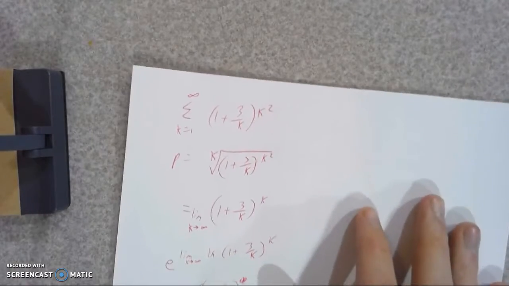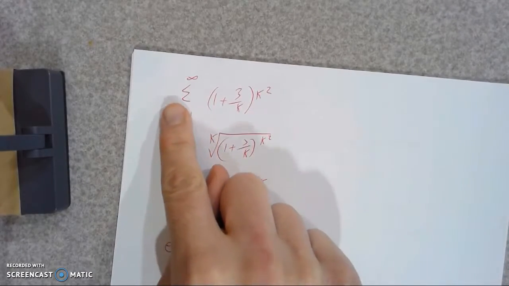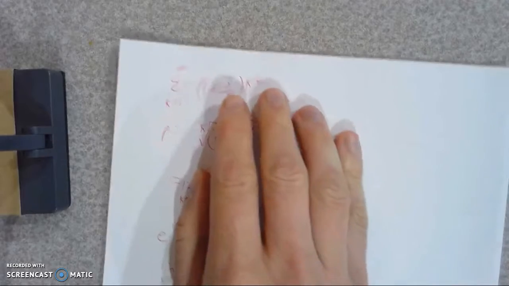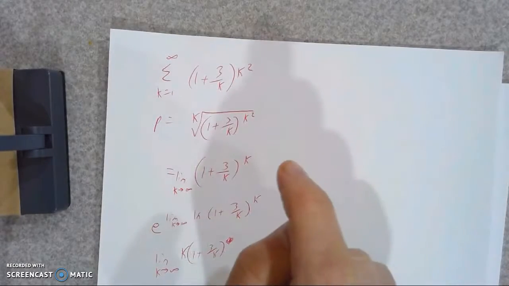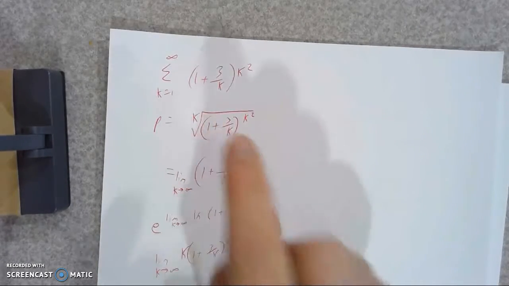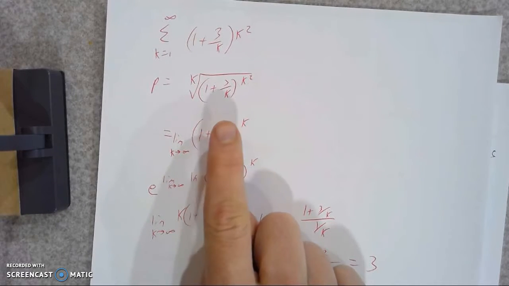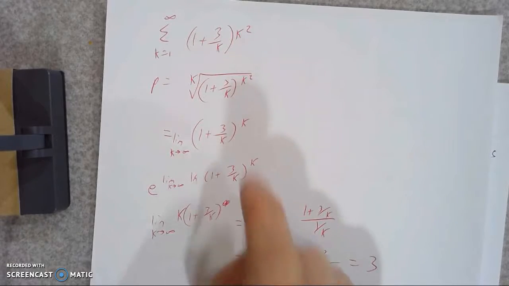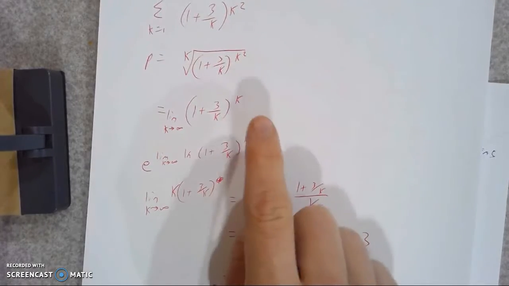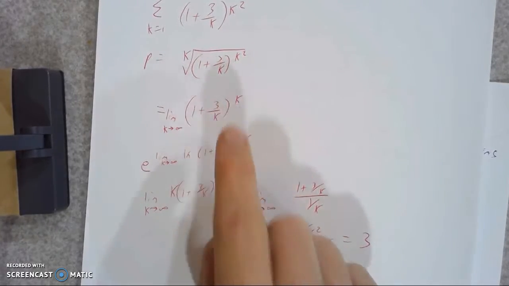Let's look at another example. Here we have the sum k equals 1 to infinity of (1 plus 3 over k) to the k squared. We're going to look at the kth root of this. So we end up looking at the limit as k goes to infinity of (1 plus 3 over k) to the k. That's our p term. And I'd like to find the value of this limit.